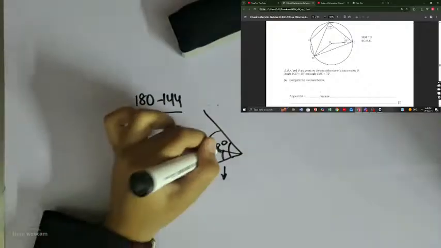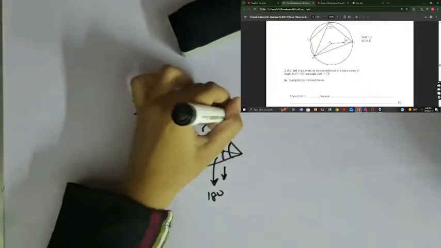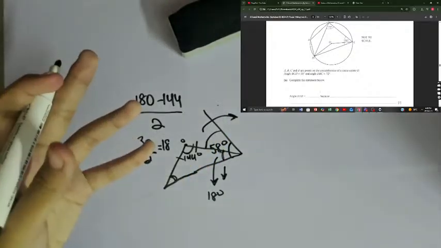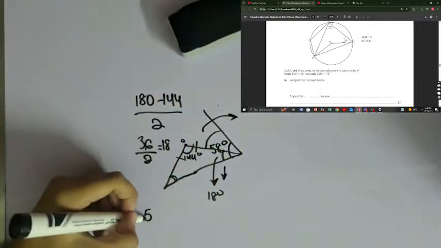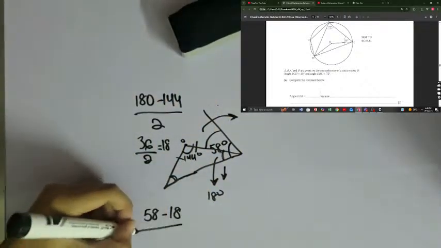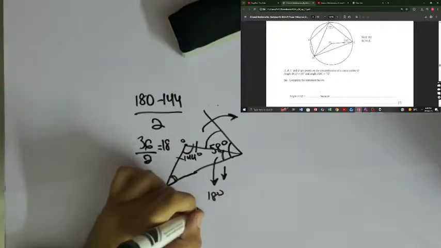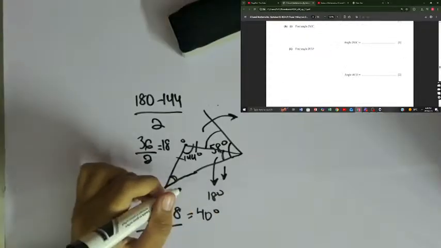Now we know that this part of the angle is 18 degrees, and we need to find this part of the angle, and we also know that the whole angle is equal to 58. So 58 minus 18 would simply give us that value, which would be 40. 40 degrees is the value of angle BCO.